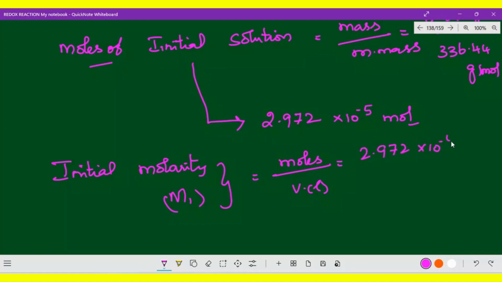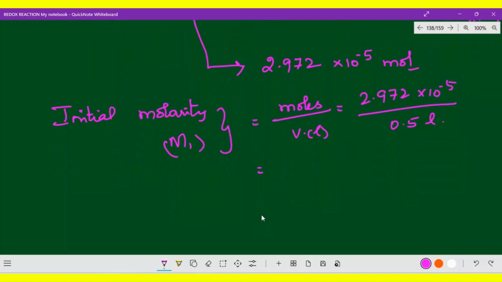2.972 into 10 to the power of minus 5 divided by 500 ml, right? So we converted into liter, 0.5 liter. So the initial molarity M1 we can get as 5.944 into 10 to the power of minus 5 molarity. Molarity is also known as mole per liter, right? I hope you got the clarity.